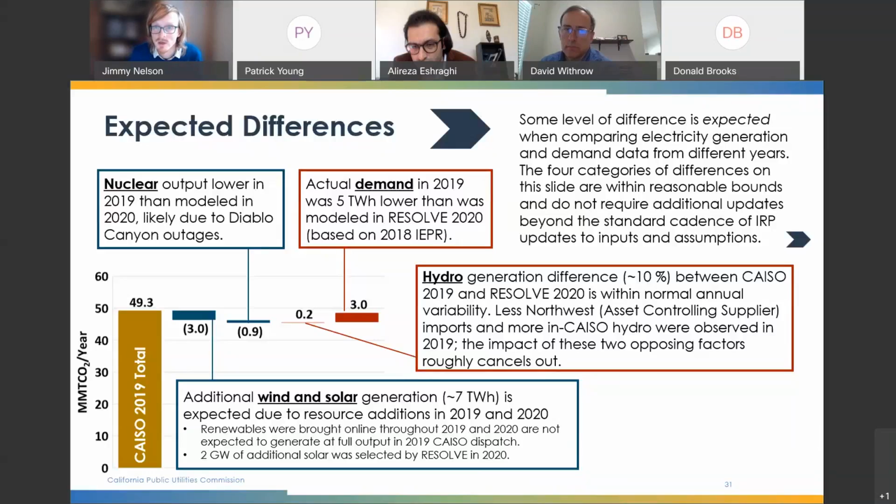Hydro generation: we combined together hydro imports and in-CAISO hydro generation, and there's a little bit of heterogeneity and a little bit of difference between the data sets, but in general, the hydro that was observed in 2019 produces roughly the same amount of gigawatt hours and emissions as we model in 2020. Next slide.